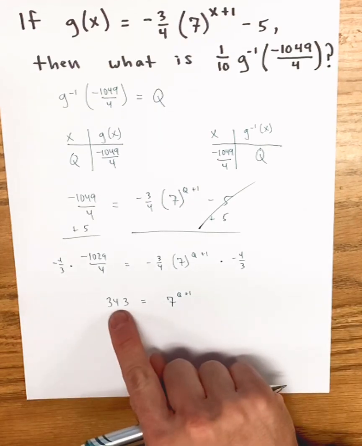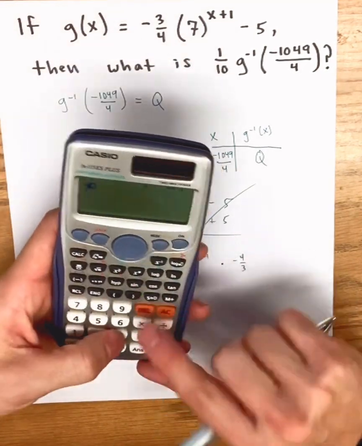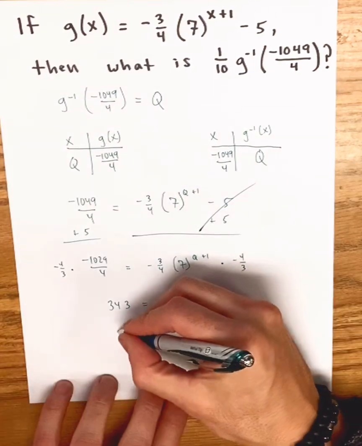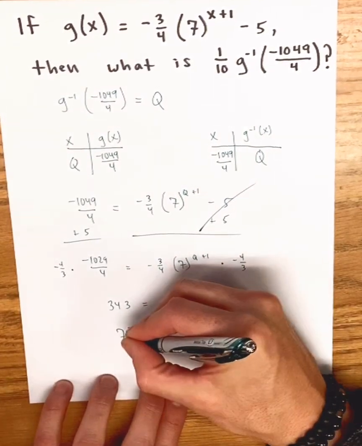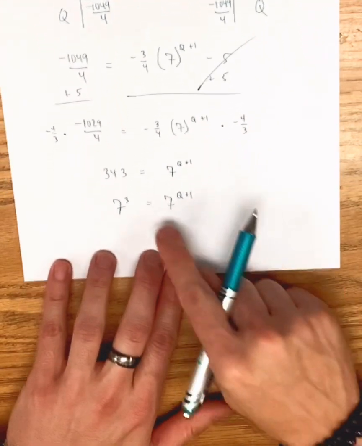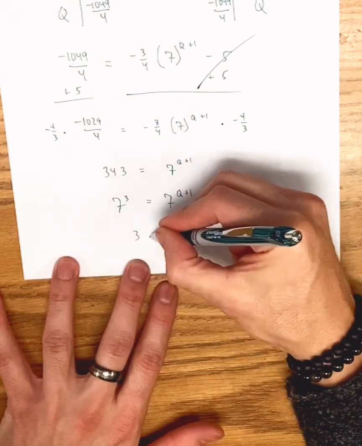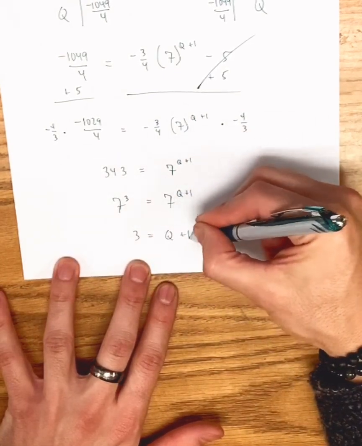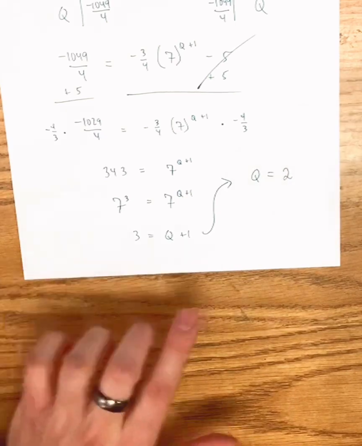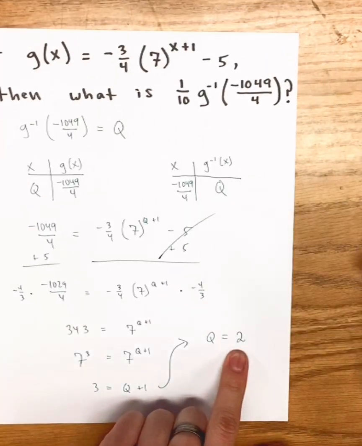Now I believe that 343 is the same as 7 to the power of 3. That looks correct. So I have 7 cubed equals 7 to the q plus 1. So now the 7's can dismiss one another. So 3 equals q plus 1, which implies that q is 2. And that's actually the goal, or almost.